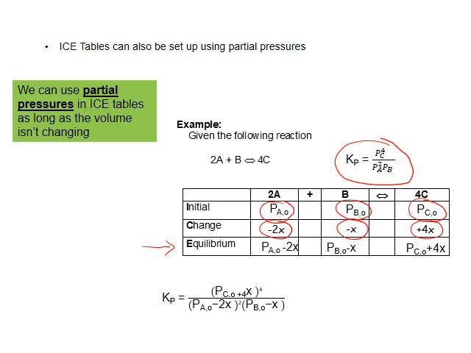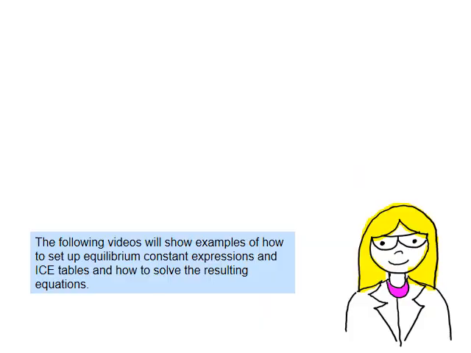Again, solving these types of expressions depends on the additional information given in the problem. If the Kp value is known, and the initial partial pressures are all known, then the only unknown is x, and the equation is solved for x. On the other hand, if one of the equilibrium partial pressures is known, then that expression can be used to solve for the value of x. The remaining videos in this chapter give several examples of how to solve these types of equilibrium problems.